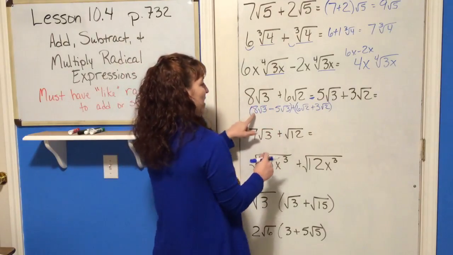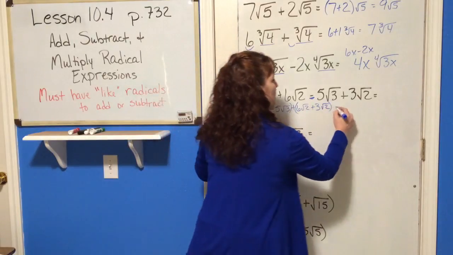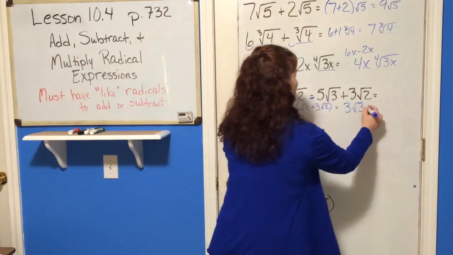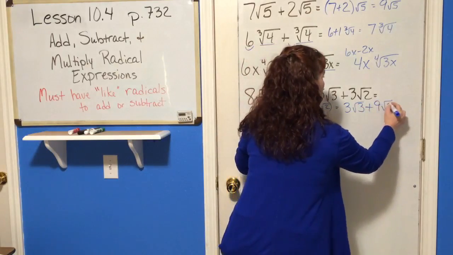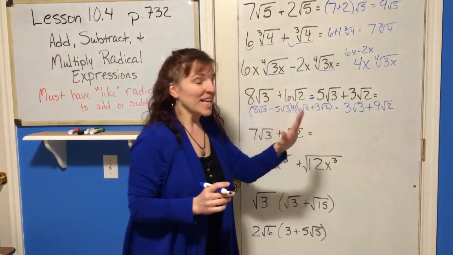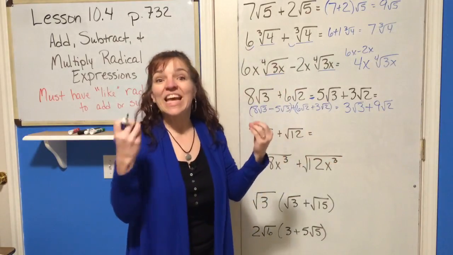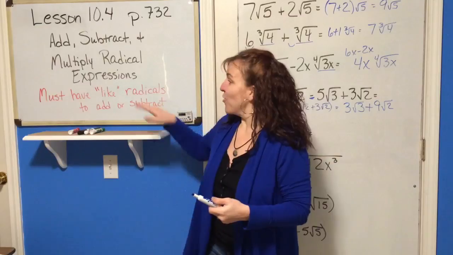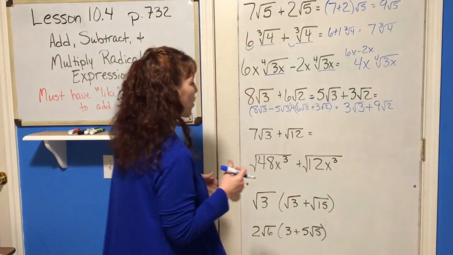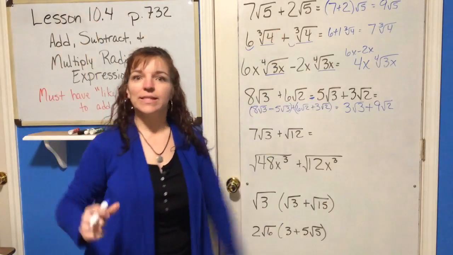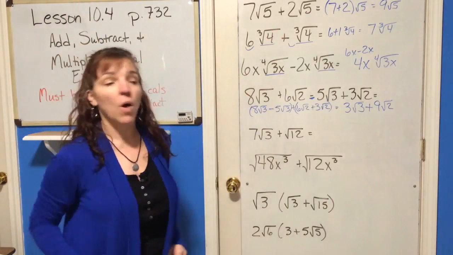So now I can simply add them. 8 minus 5 is 3 square roots of 3, and 6 plus 3 is 9 square roots of 2, and then you're done. At this point you cannot combine these any further because the radicals are different. And in order to combine them, remember, the radicals must be the same. All right? So what happens if the radicals aren't the same? Oh, never mind, we just don't do it, we walk away.